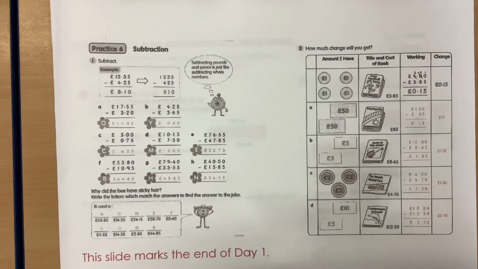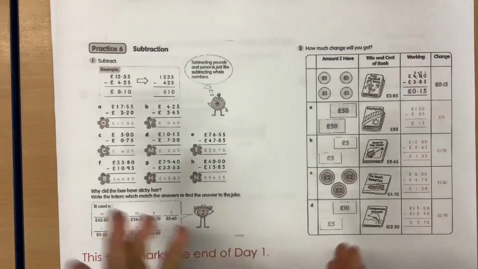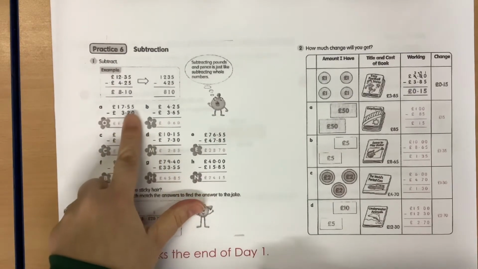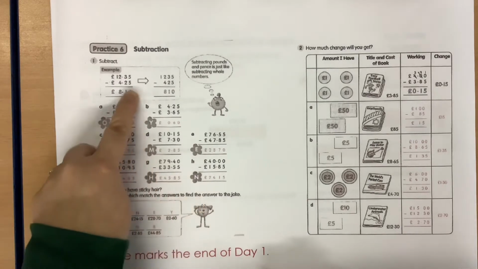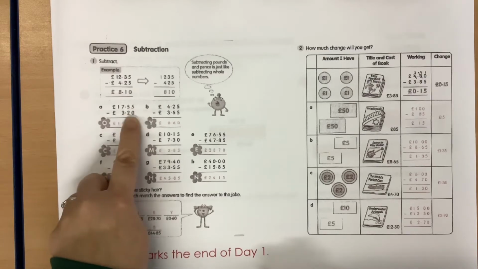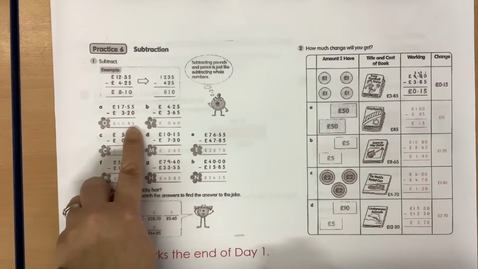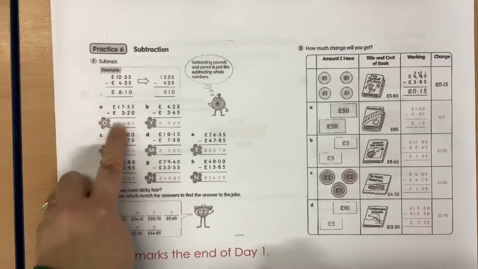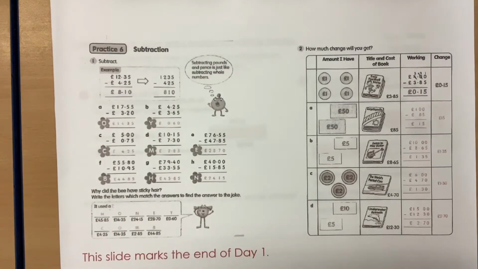Here are the answers to yesterday's questions. Hopefully you managed to get through them okay. We'll go through a couple of examples. So in the first question you were subtracting £17.55 take away £3.20. Quite a simple subtraction, so 5 pennies take away no pennies, it's 5 pence. 5 10 pences take away 2 10 pences is 3 10 pences. £7 take away £3 is £4, and £10 take away no pounds is £10, so the answer is £14.35.